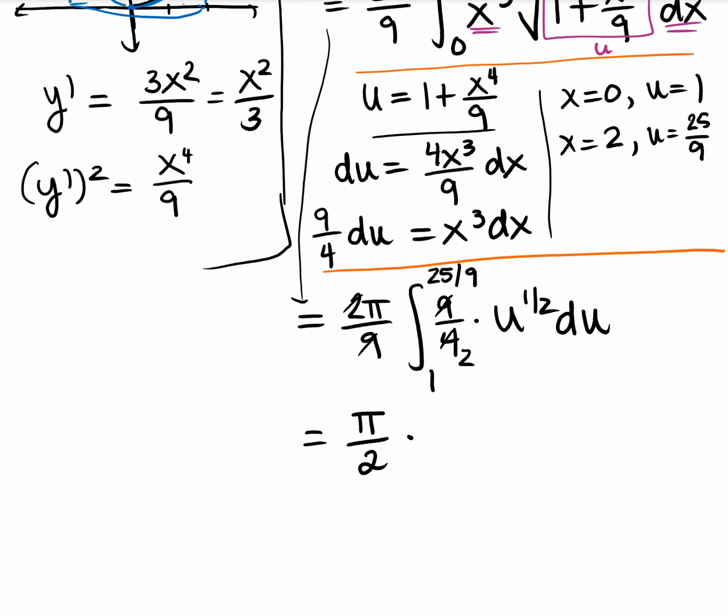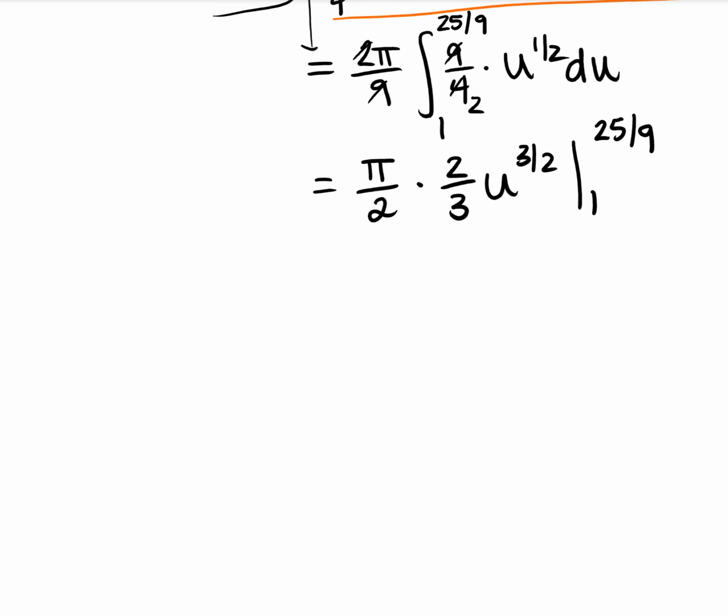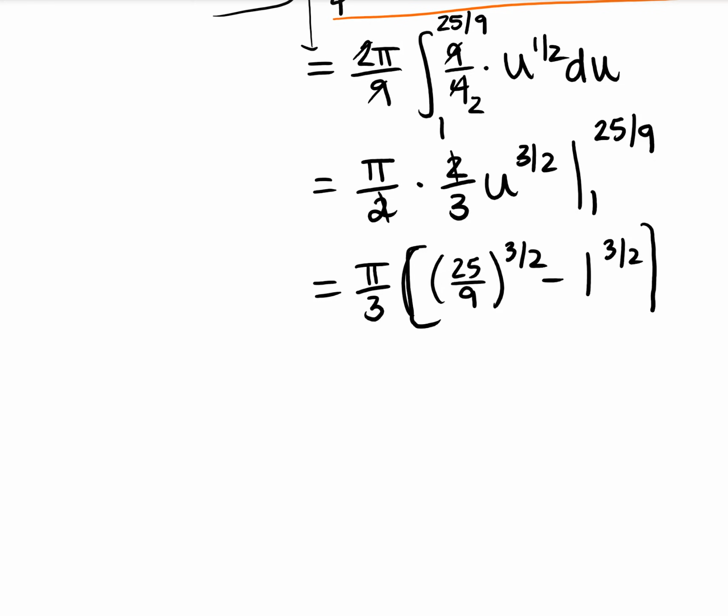Simplify a little bit. The antiderivative of u to the 1/2 is u to the 3/2 times 2/3, right? And I evaluate from 1 to 25 ninths. And now I don't have to go back to x's because I changed my bounds. That's the beauty of it. So let's go through this together a little bit because I know sometimes this can be the hard stuff. So let's put 25 ninths to the 3/2 minus 1 to the 3/2.